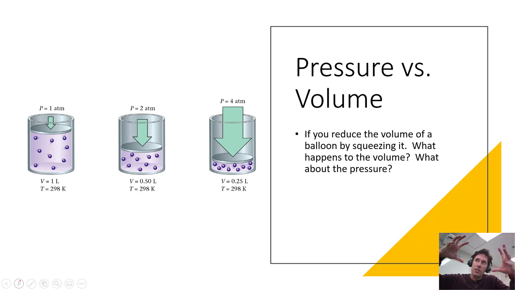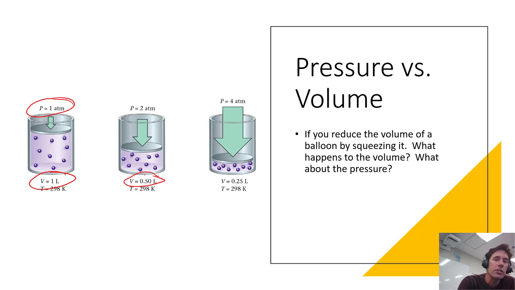If we take the balloon and squeeze it, the volume's getting smaller and smaller, and we're getting the particles closer and closer together. As you can see here in my diagram, on the left-hand side, we've got a pressure of 1 atmosphere and a volume of 1 liter. Then we decrease the volume by half. When we do that, the pressure goes up by a factor of 2. It doubles.